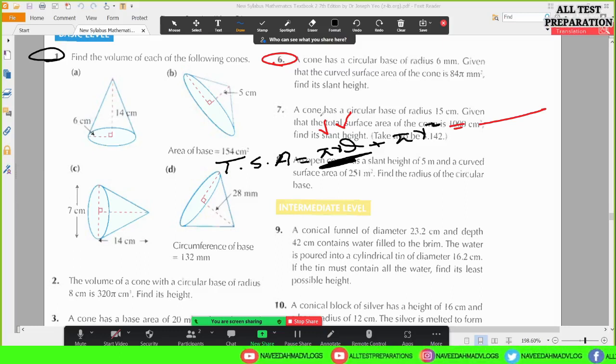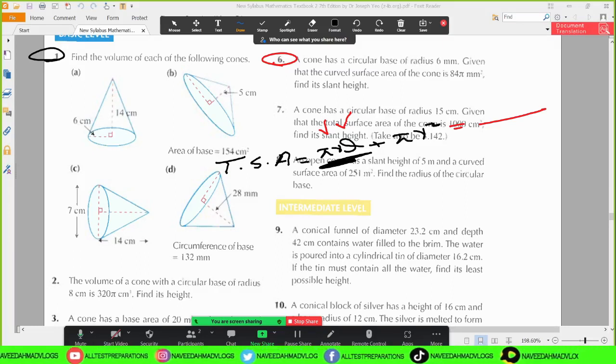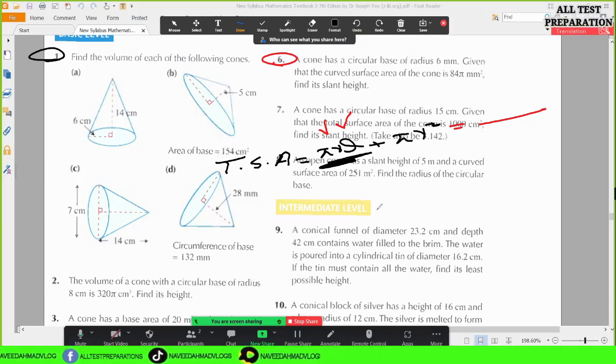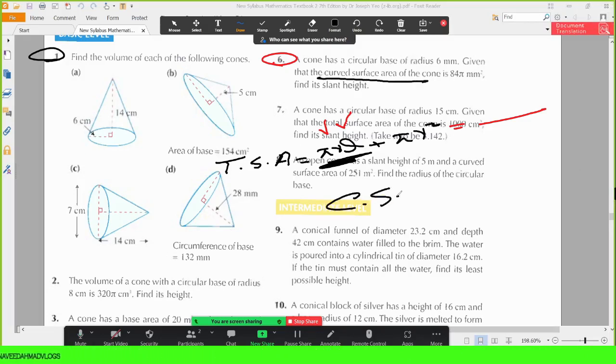Okay, this question is a little bit different क्योंकि यहाँ पे हमसे total surface area की वो नहीं कर रहा. They are not asking about the total surface area. Okay, they are asking about the slant height. So what you will do, you will only utilize the curved surface area formula. Okay, so curved surface area formula is equal to pi rl.